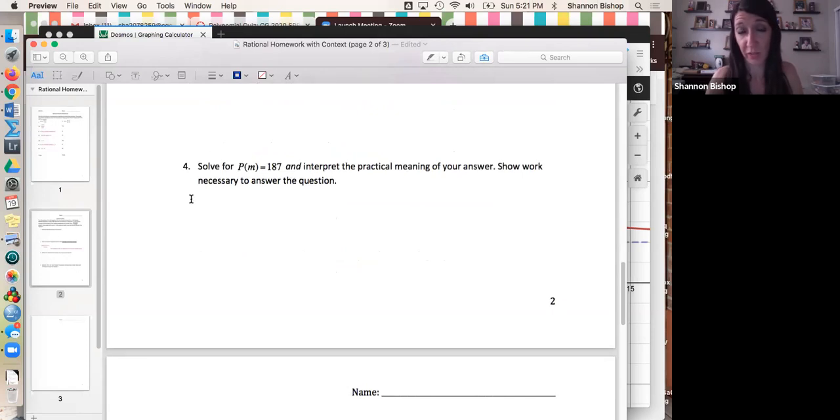Okay. Last but not least, this is the last one that I want to make sure that we talk about just briefly. Solving for when, oh, that should say F, not P, F. That's a typo, I'm sorry. Solving for when F of M equals 187. Okay, so notice that this is an output value of 187.